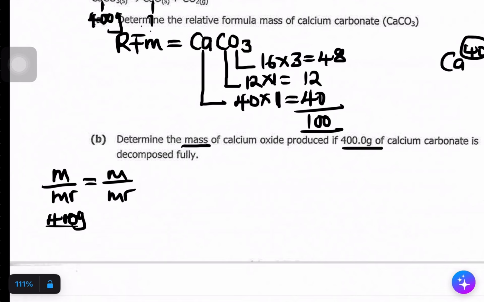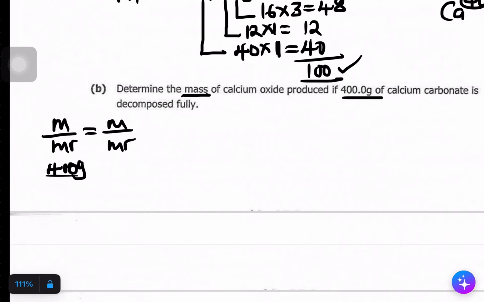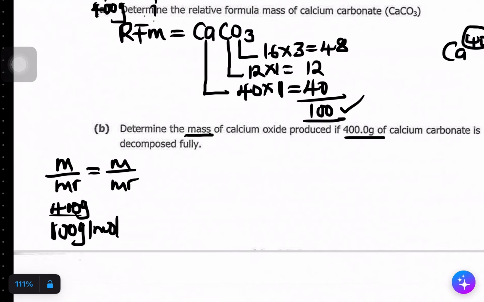So we have 100, and now we just add the units. It will be 100 grams per mole. You can redo this method, or you can just get the value directly. Here you add the units, grams per mole.